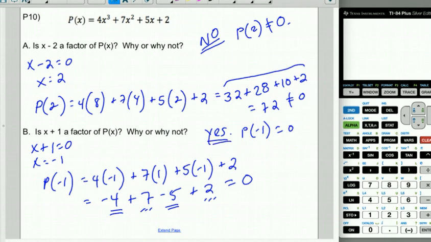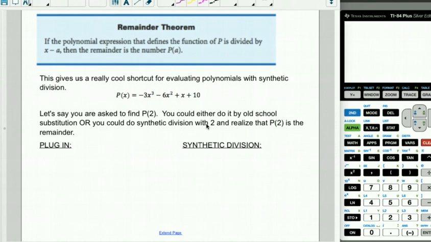Now we're going to walk through one more. Okay, so the remainder theorem. If the polynomial expression that defines the function p is divided by x minus a, then the remainder is the number p of a. So this gives us a really cool shortcut for evaluating polynomials using synthetic division.